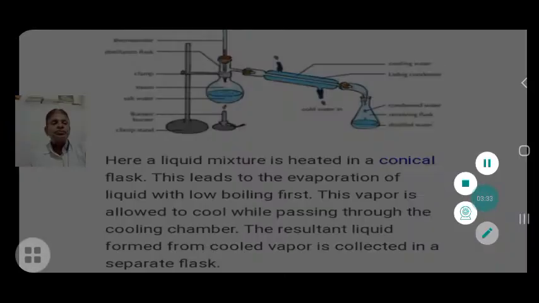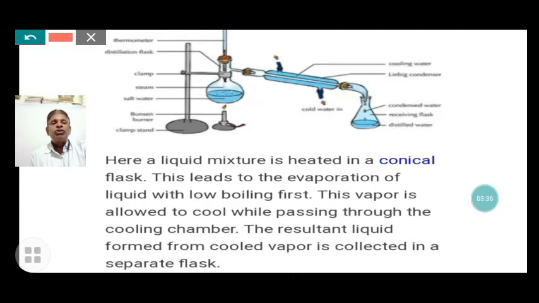This leads to the evaporation of the liquid with the low boiling point first. That means when we take a mixture of alcohol and water, first the alcohol is evaporated, and after all the alcohol is evaporated, the temperature is raised above 78 degrees Celsius, and then the water is separated. The vapor is allowed to cool while passing through the cooling chamber. The resultant liquid from the cooled vapor is collected in the separating flask.